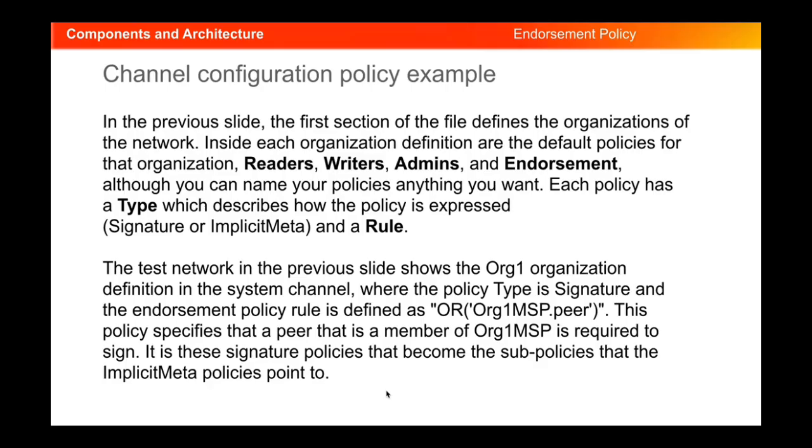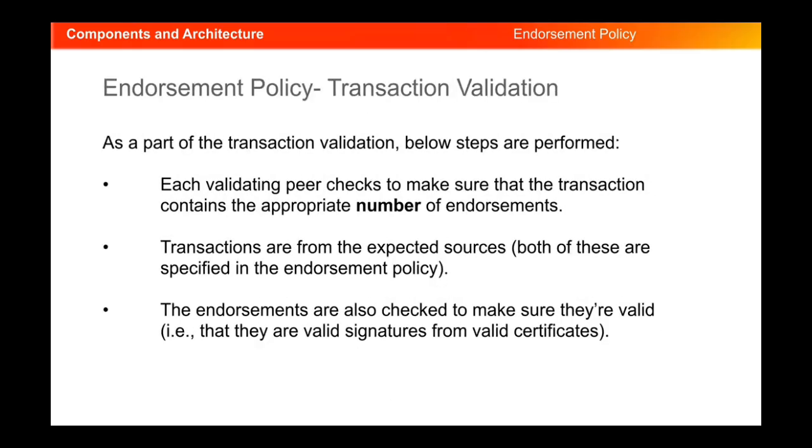So as we have seen the tree structure, the implicit metadata policy is at the root and it implicitly uses the signature policies. As part of the transaction validation, a couple of steps have to be performed. Each validating peer checks to make sure that the transaction contains the appropriate number of endorsements, and that the endorsements are from the expected sources, which means both of these are specified in the endorsement policy.